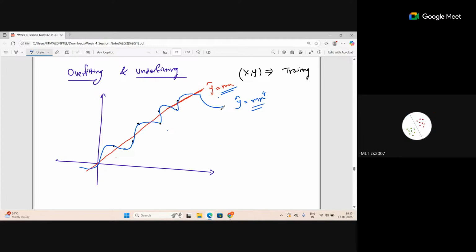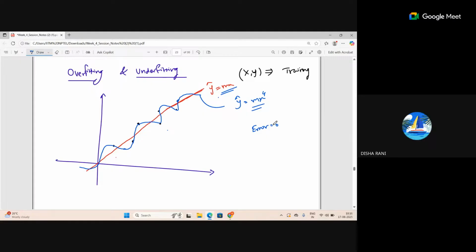The blue one. Error will be less in the second one, right? So that blue one. And if you look at this error carefully, this curve is actually going through all the data points. It is going to fit all the data points. The error will be exactly equal to 0 in this case.